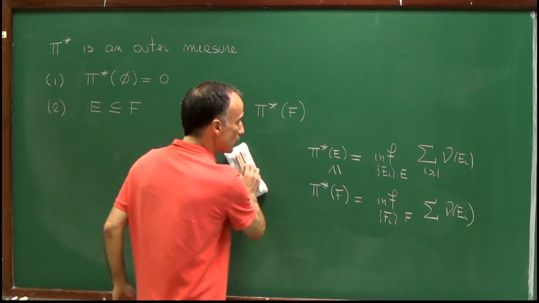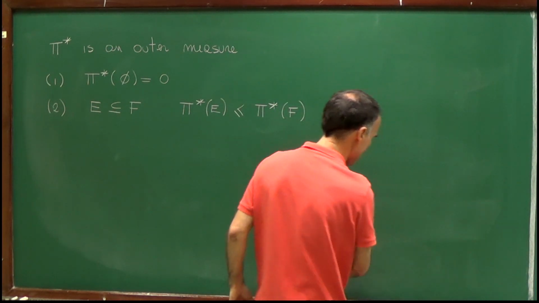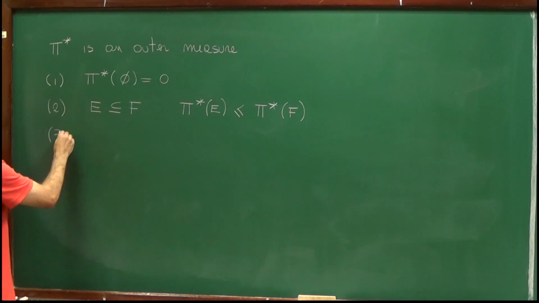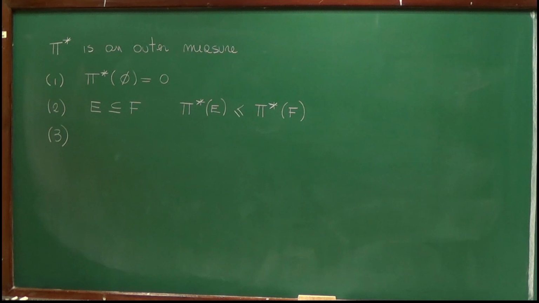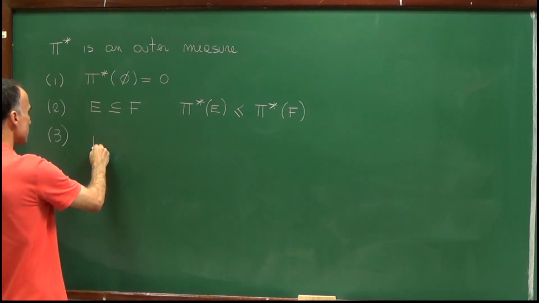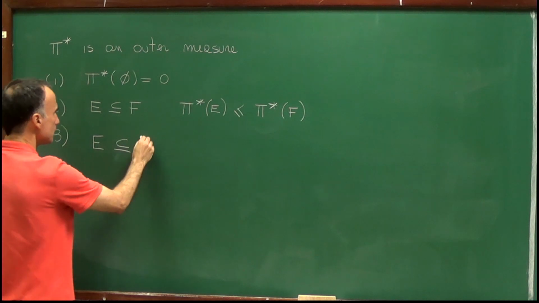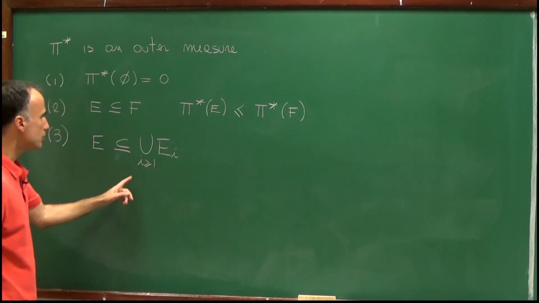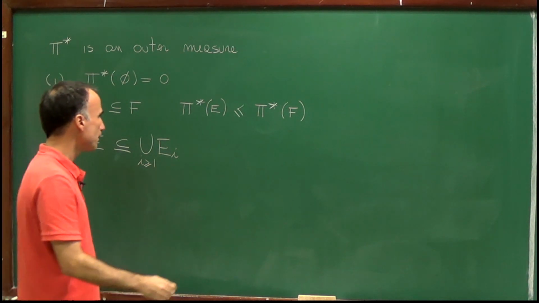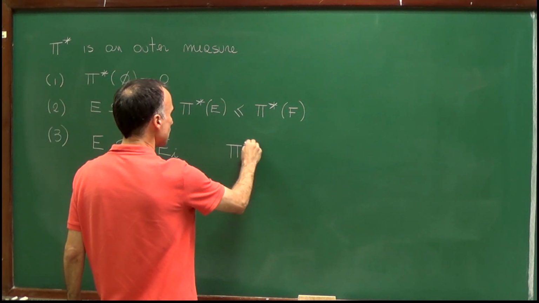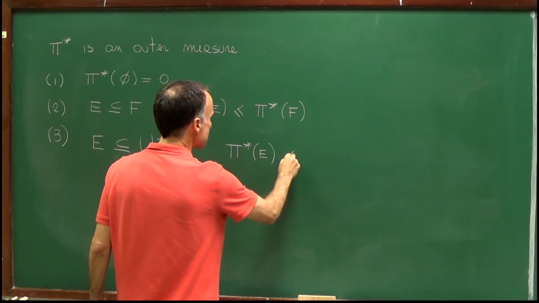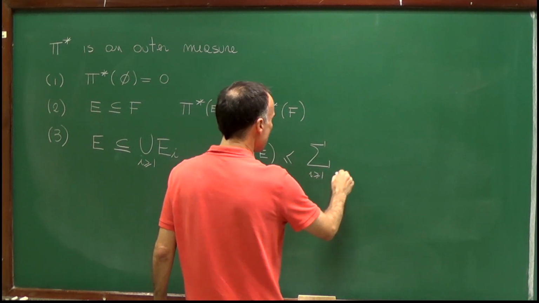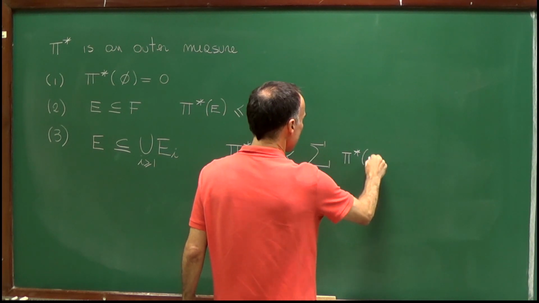So let's finally go to the third property of outer measures. Well, here we are taking a set E, which is contained in the union of the sets EI, for I greater than or equal to 1, and we want to show that P star of E is less than or equal to the sum over I greater than or equal to 1 of P star of EI.